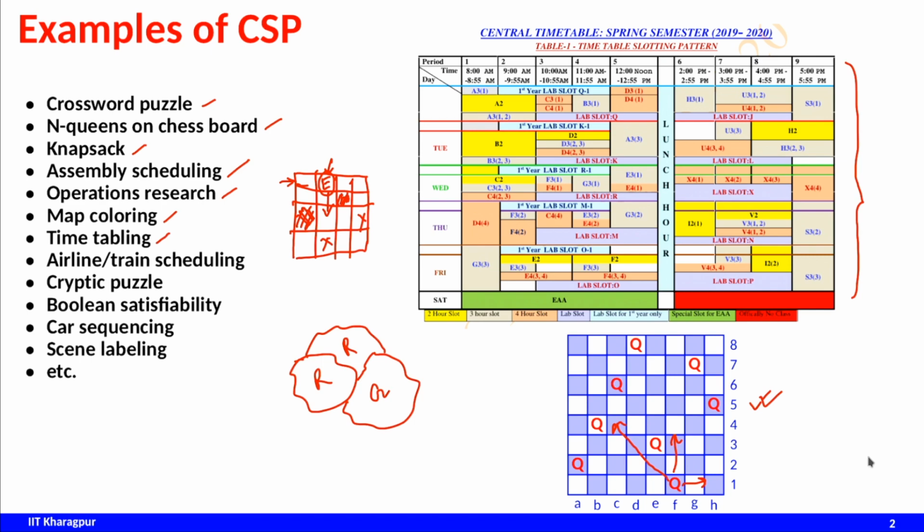And same thing we can see in the airline and the train scheduling. There are many other problems, like cryptic puzzle, which we will see with an example, boolean satisfiability, card sequencing, scene labeling, and there are many other problems. They have a similar structure, and that can be modeled using CSP. So we will look into that part.